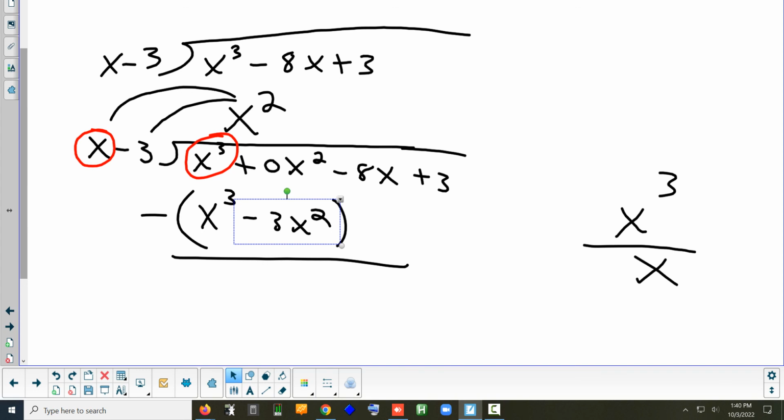Curtis, what's x cubed minus x cubed? 0. That should happen every time. Something should cancel out just like that. Okay, the next one, Tony, what's 0x squared minus 3x squared? Negative 3x squared. Good, negative 3x squared.